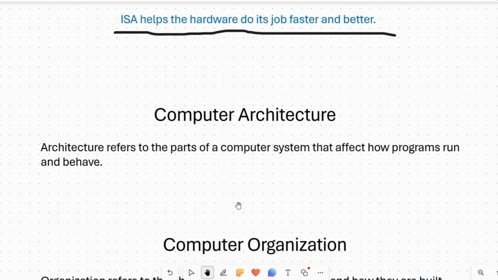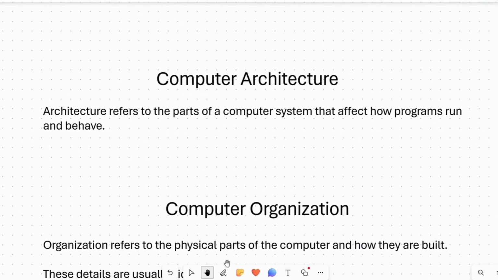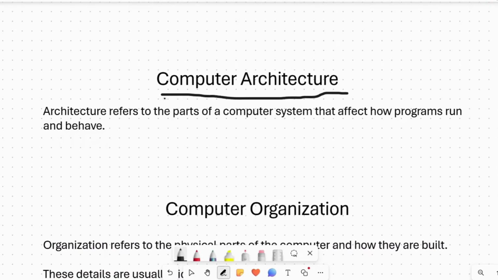So now let's go to our next topic, which is computer architecture, which is also in the name of our course, computer organization and architecture. These are the organization and this is the architecture. So what is architecture? Architecture refers to the parts of a computer system that affect how programs run and behave.